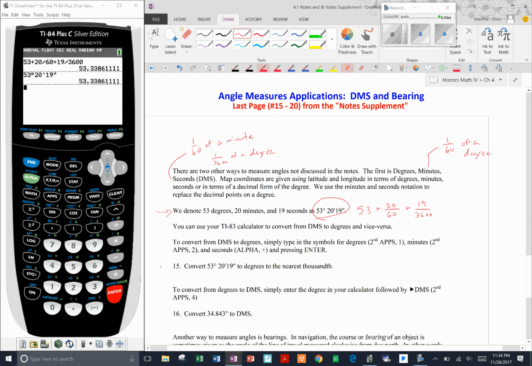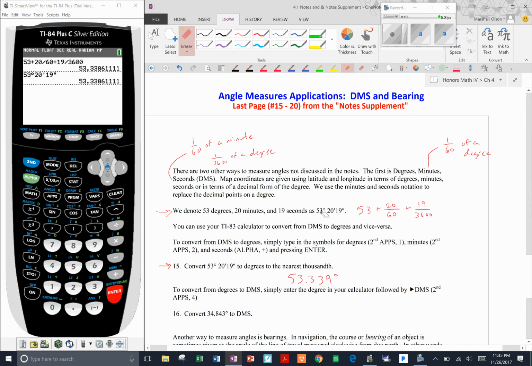So we can answer number 15 here, convert that same measure to the nearest thousandth, would be 53.339 degrees. And you could use either method. You could use the actual definition, or you could use your calculator. Both scientific and graphing calculators will have that DMS option on them.